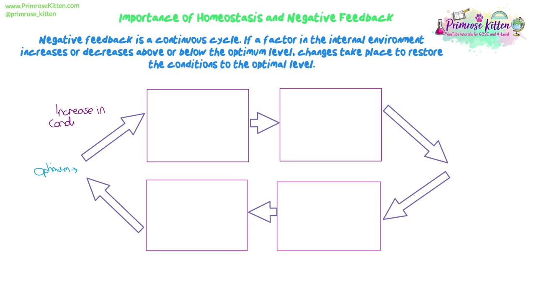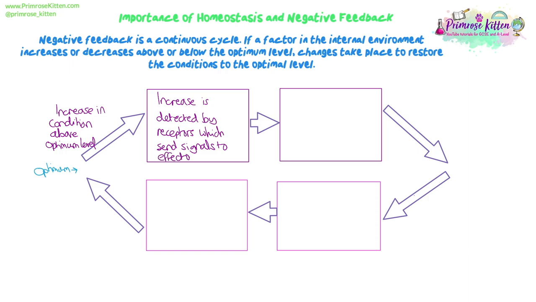Negative feedback is a continuous cycle that goes on in the body in various places and various processes. If a factor in the internal environment increases or decreases above or below the optimum level, then changes will take place to restore the conditions to that optimum. So, for example, a condition increases above the optimum level, so it moves away from the optimum as an increase. That increase is going to be detected by receptors. As we said, it's the same mechanism that we looked at with nerves, where we've got a receptor, a coordinator, an effector, and a response. The receptors send signals to the effector, or they will send signals to a coordinator, which sends signals to an effector. Then the effector is going to react in some way that brings about a change to decrease that condition back down towards the optimum.